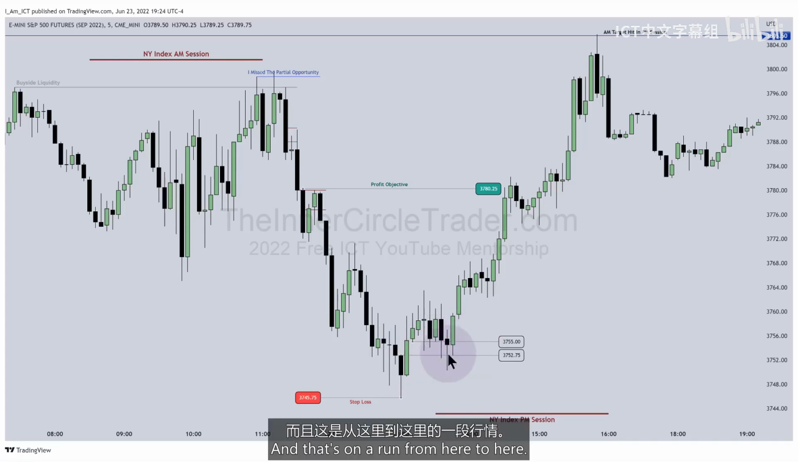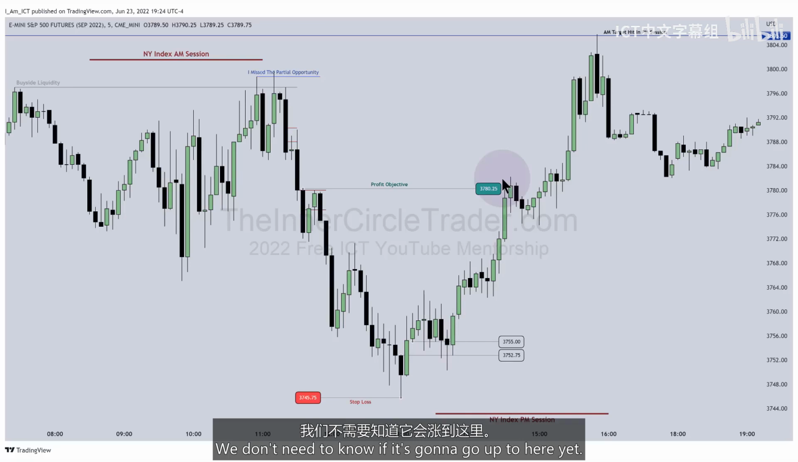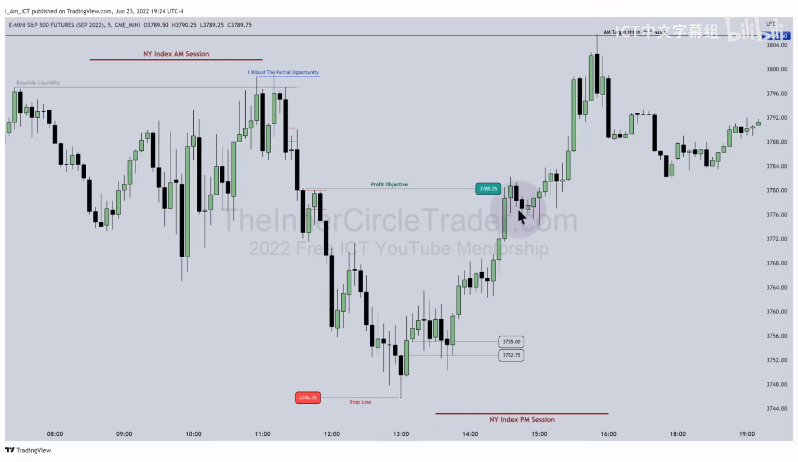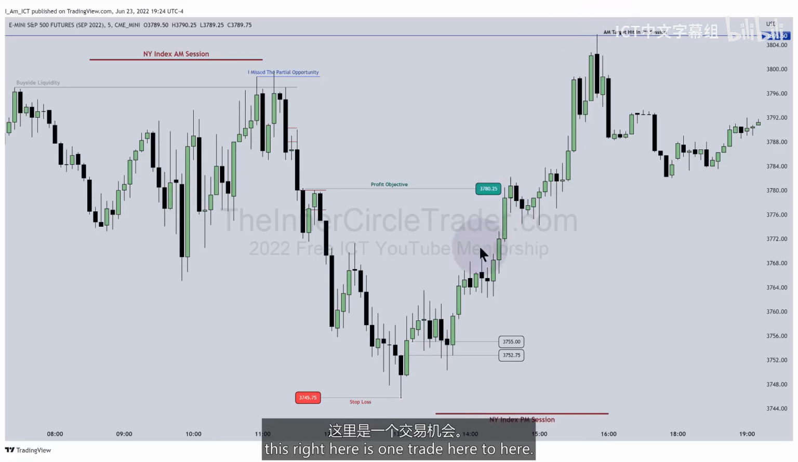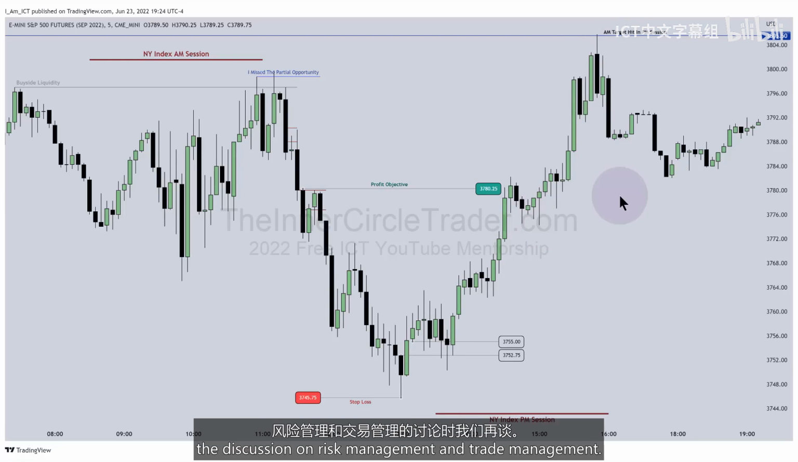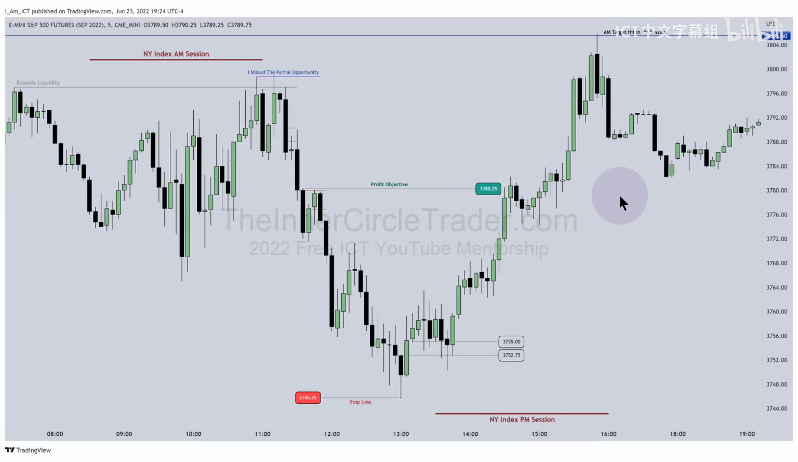And that's on a run from here to here. We don't need to know if it's going to go up to here yet. This right here is one trade from here to here. Then it creates another opportunity in here where it can run from here to here. And we'll talk about that when it gets into the discussion on risk management and trade management.